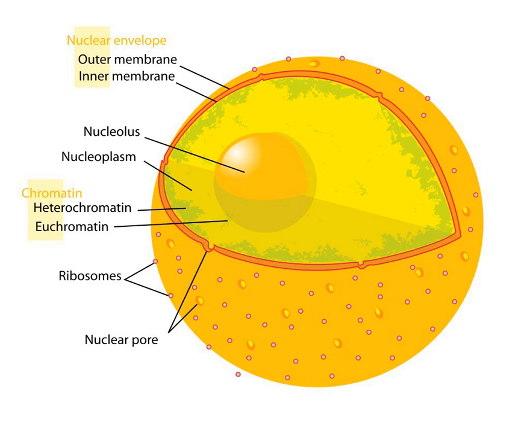Structure. The nuclear envelope is made up of two lipid bilayer membranes, an inner nuclear membrane and an outer nuclear membrane. These membranes are connected to each other by nuclear pores.